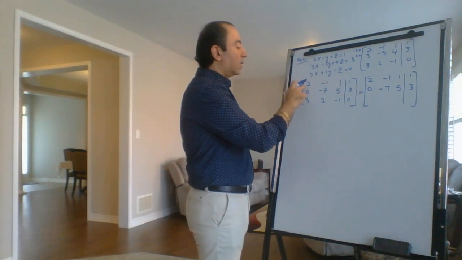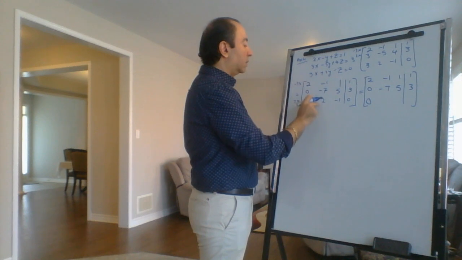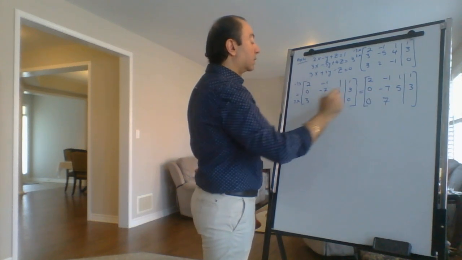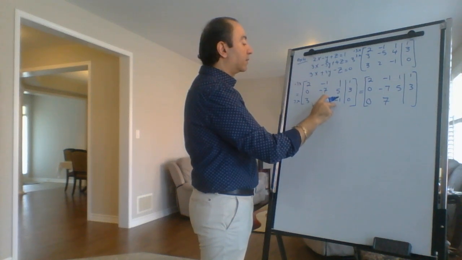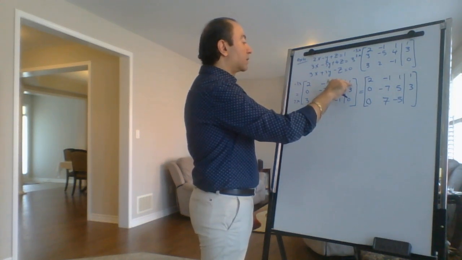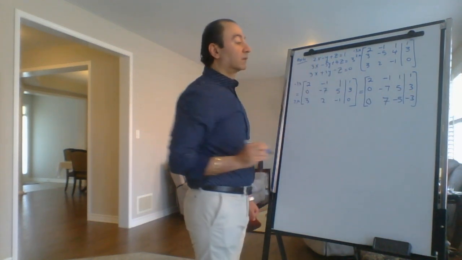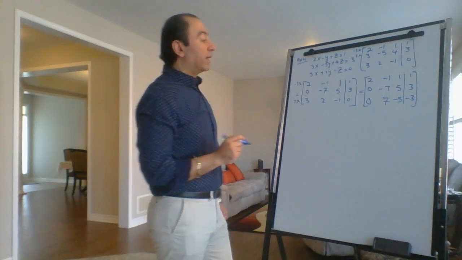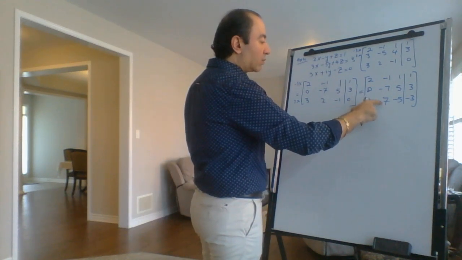So 0, 3 and 4 is 7. Negative 3 and negative 2 is negative 5. Negative 3 times negative, that's negative 3 and 0, so negative 3. Okay, now we succeeded to make these two zeros, and we need to have a 0 here.